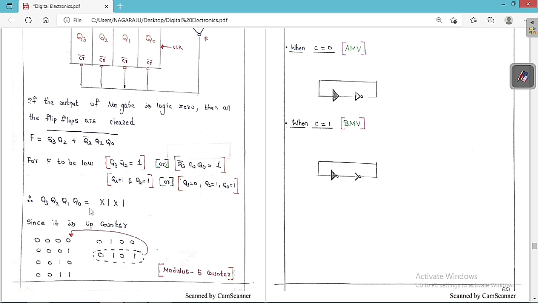So at this condition you can see Q2 is equal to 1 and Q1 is equal to 1. Both these conditions are satisfied. This can be anything. So this condition is satisfied, so it is going to become the default 0. Here the input is activated, so it is going to become 0. So only 5 stable states are there, so it is called a modulus 5 counter.